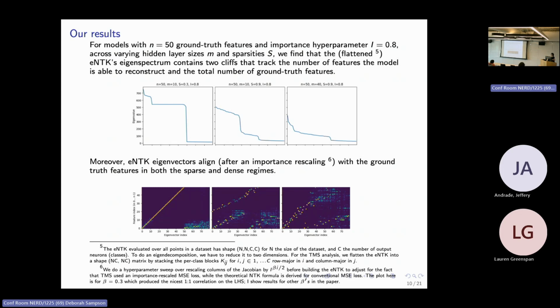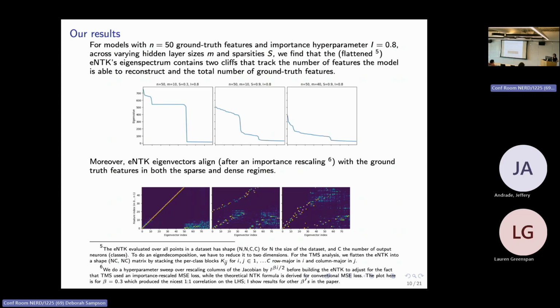So in short, this idea of using empirical NTK to find features naively seems to work for toy models of superposition. There's some technical fine print that maybe I won't go into too much at this level of granularity in this talk. One is how we have to reshape the NTK to flatten the tensor into a matrix, and another is that there's a one parameter rescaling hidden in here to adjust for the fact that TMS uses a modified MSE loss, while the usual NTK derivation uses normal MSE loss. But you can ask me about these details later.